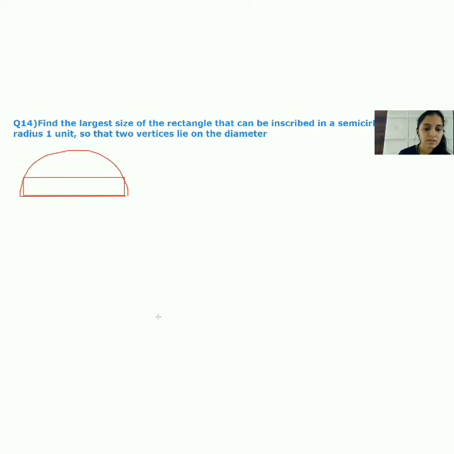So let us take the center here as O, and A and B as the endpoints of the diameter. Two vertices of the rectangle should lie on the endpoints of the diameter. Here what we have drawn is an approximate figure. Now, when I actually want a rectangle which fits in this semicircle, let us say this is 1 unit, 1 unit. It should be touching the vertices.